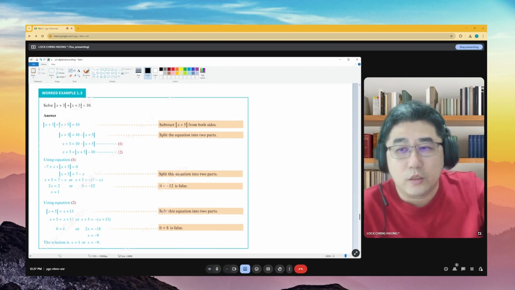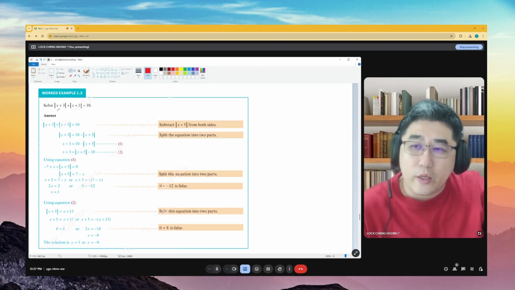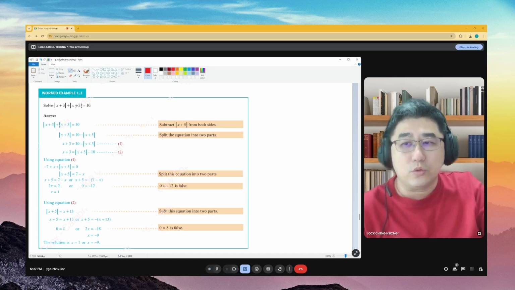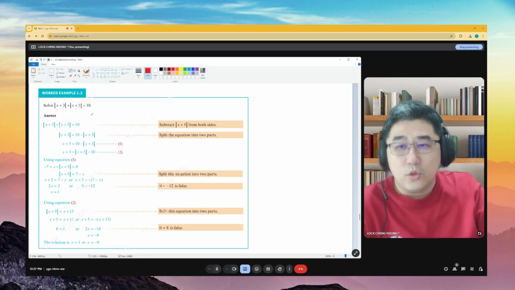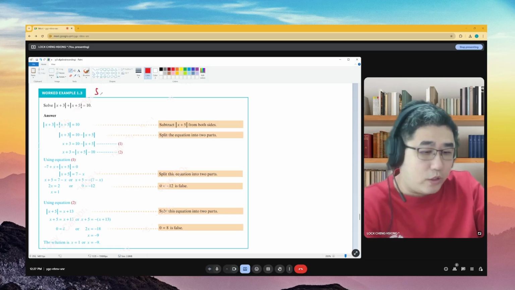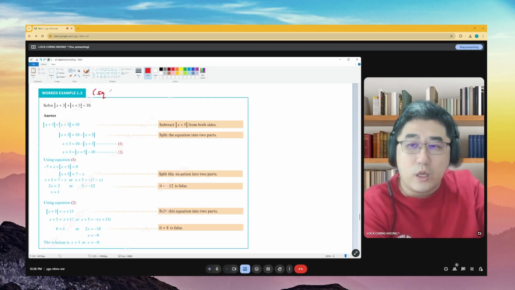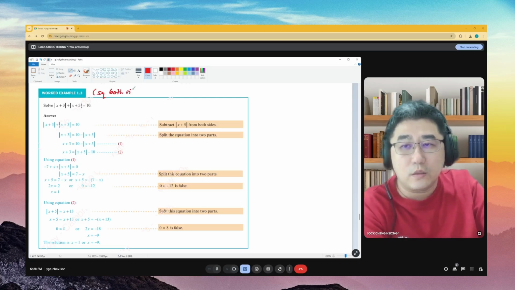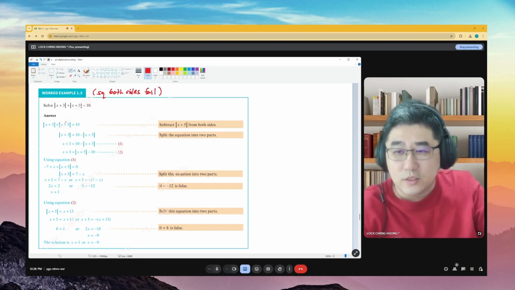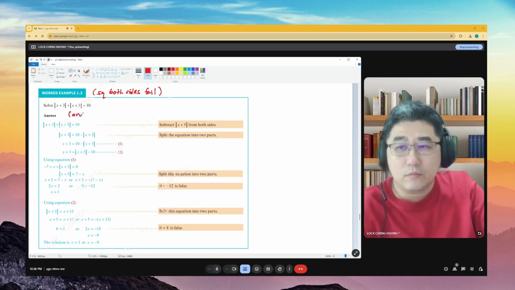The next example, we want to look at modulus of x + 5 plus modulus of x + 3 plus modulus of x + 5 equals 10. For this example, you have to understand that squaring both sides fails. You can see the working here, they don't even do the square both sides method. What they are actually doing is the analytic method.